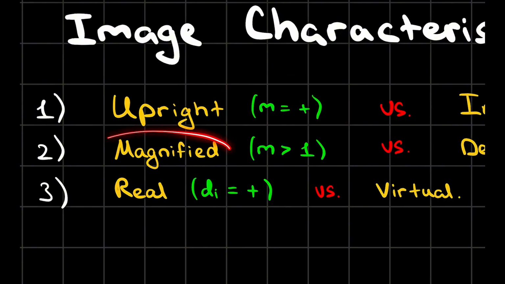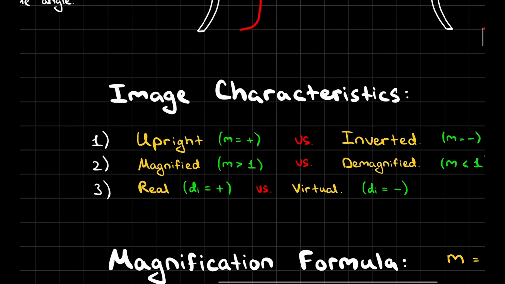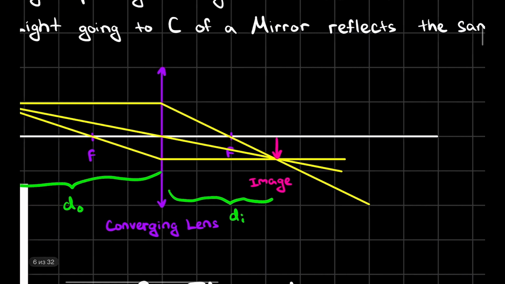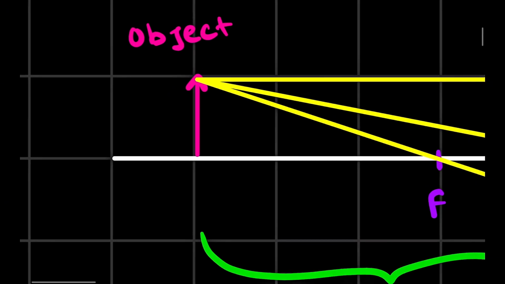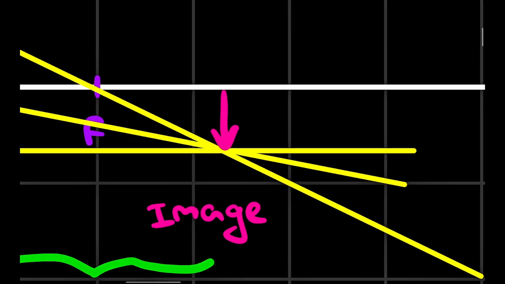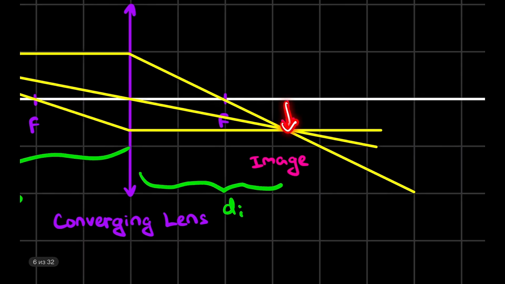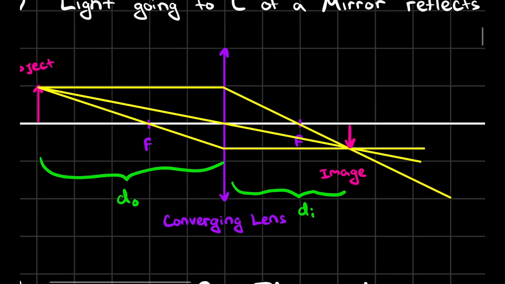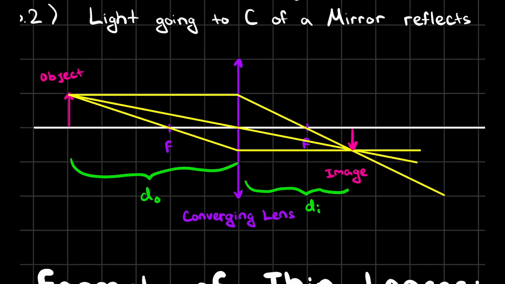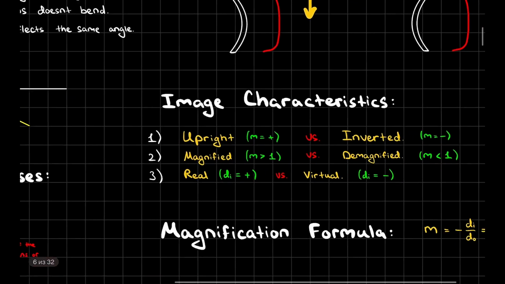Let's now concentrate on magnified and demagnified. Magnification is about enlargement or getting shorter. As you can see, our object here is larger than our image. It's one full box, and here it's not the full box. It's definitely shortened, which means that it's demagnified. It got shorter.